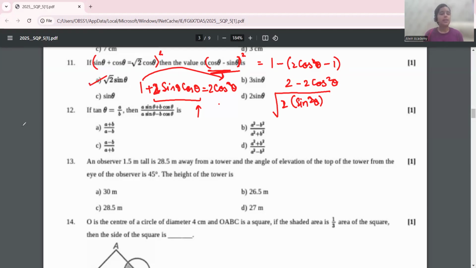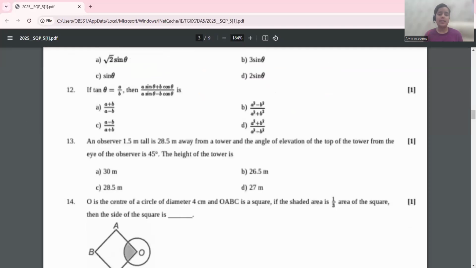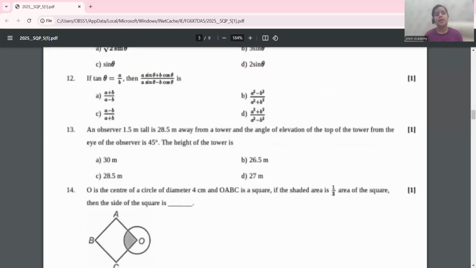Going to the next question, we have if tan theta is A by B, then A sine theta plus B cos theta by A sine theta minus B cos theta is. There are multiple ways to approach this. One of them could be you divide both the numerator and denominator by cos theta. So A sine theta by cos theta becomes A tan theta.